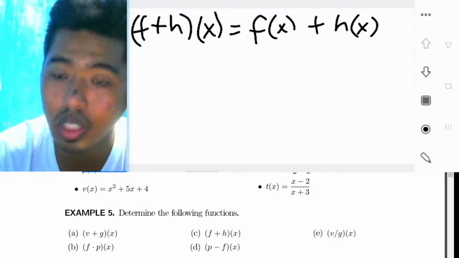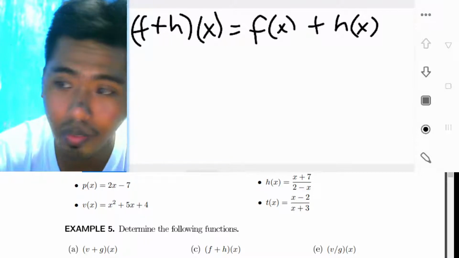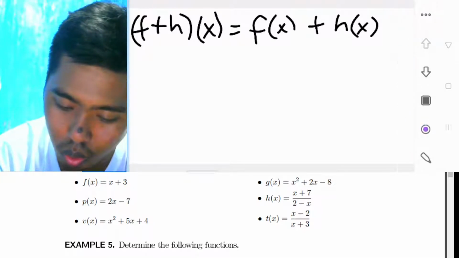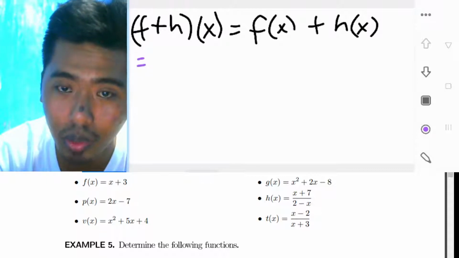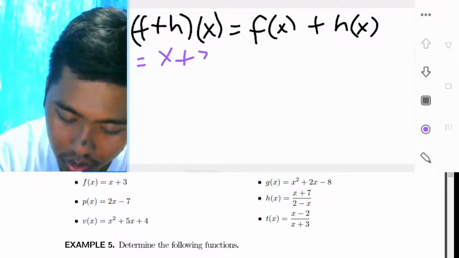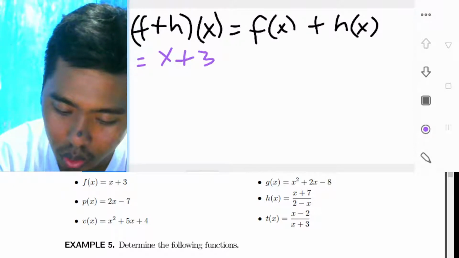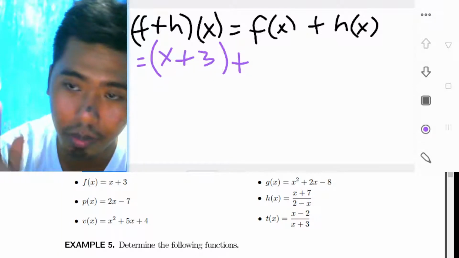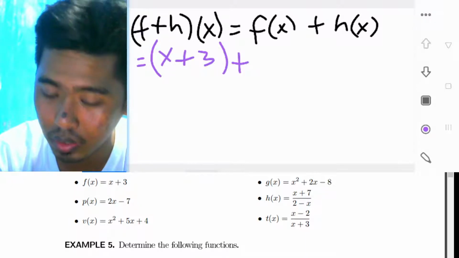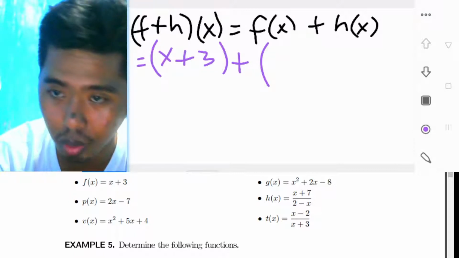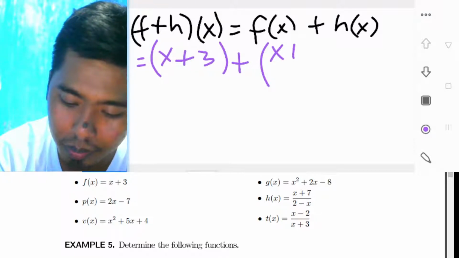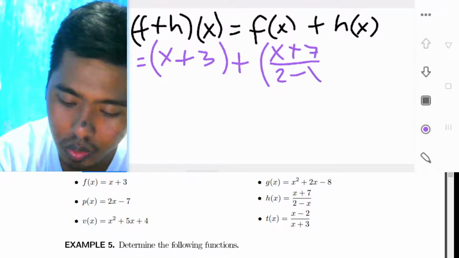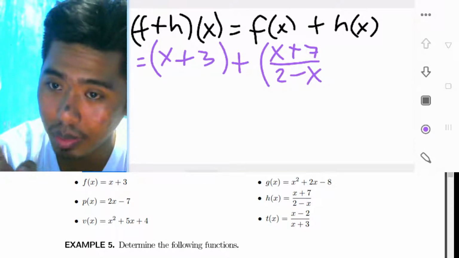Okay, then after that, let's go back to the given f of x and h of x. So this would become, let's use violet, f of x, this would become x plus 3. Okay, x plus 3. Now plus, let's box it, guys, so we can tell that it is f of x, and put a plus operation so you don't forget, since you might multiply. Now h of x we put a bracket so we know this is h of x. Then this would be a fraction, x plus 7 all over 2 minus x.